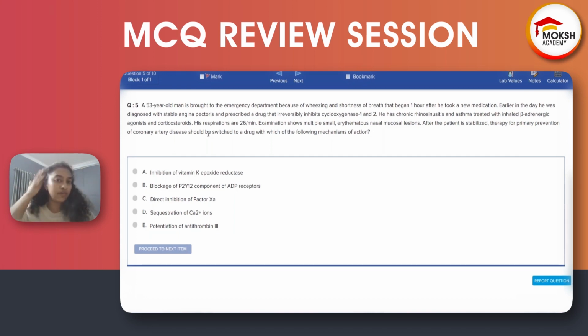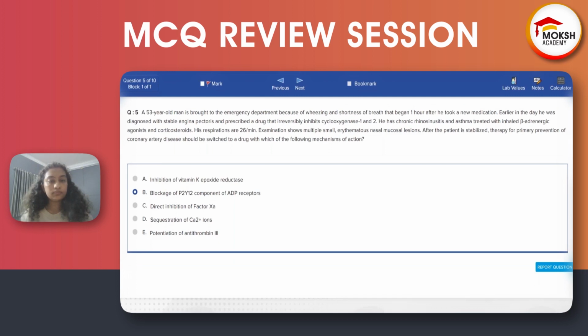What is the mechanism of action of the drug? So this is a second order question. You have to know to which drug they have switched from aspirin, right? Aspirin allergy is there. So due to that contraindication of usage of aspirin, which is the most appropriate next drug to be used? You have to know the drug and the mechanism of action of that drug. So I'm gonna go with B.